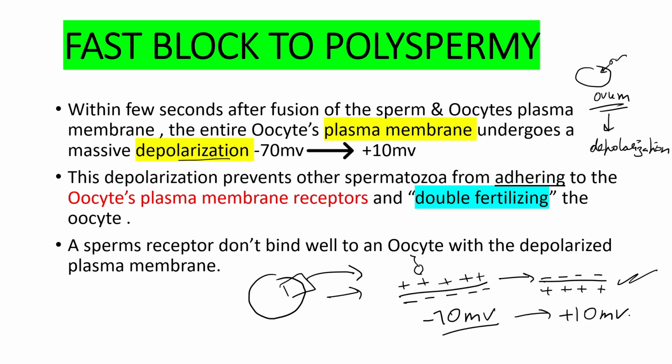This depolarization prevents other spermatozoa from adhering to the oocyte's plasma membrane receptors and double fertilizing the oocyte. Now the sperm has a negative charge on its periphery, so it will resist. No other sperm would be able to enter the ovum after this depolarization. A sperm's receptors don't bind well to an oocyte with a depolarized plasma membrane. So I hope that this concept of fast block 2 polyspermy is clear to you all.